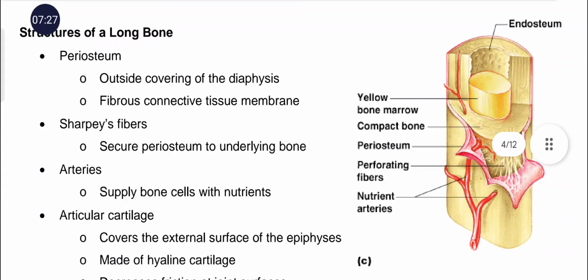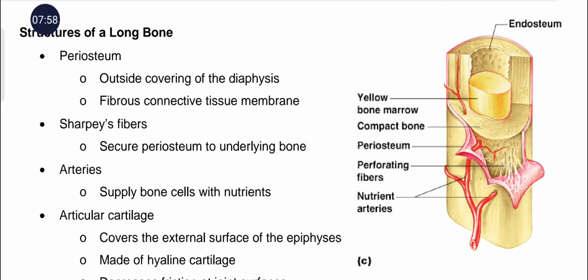Now moving on to the anatomical structure of the long bones. The outer structure of the long bones consists of the periosteum. Periosteum is the outermost covering of the diaphysis, that is the shaft or body of the bone. It consists of a fibrous connective tissue membrane. Next is Sharpey's fibers. They secure the periosteum to the underlying bone. So in the diagram you can see the Sharpey's fibers or perforating fibers.